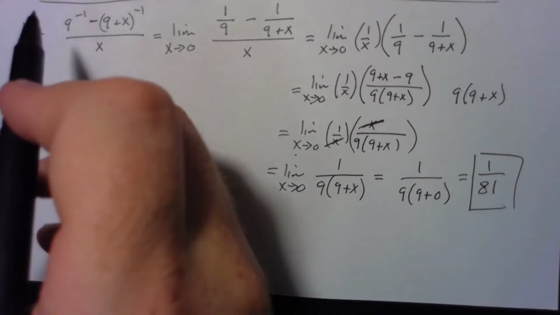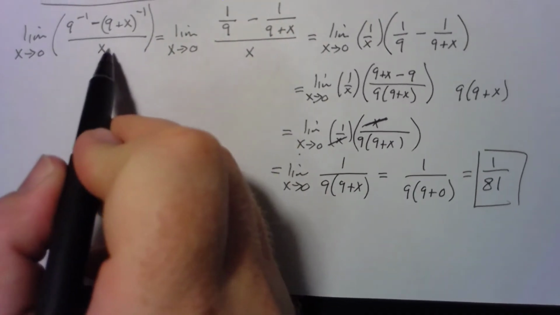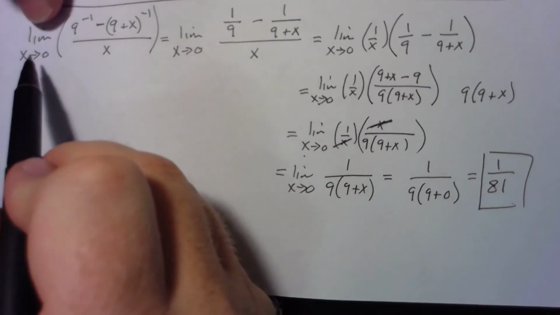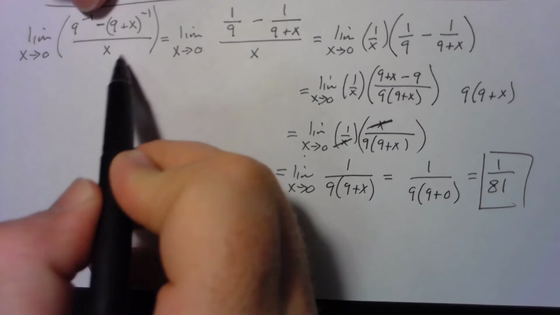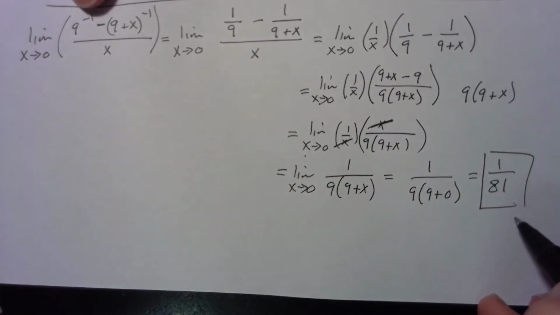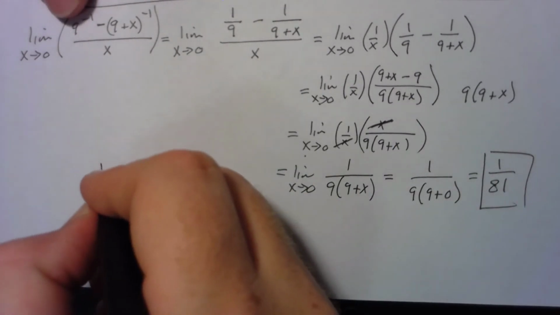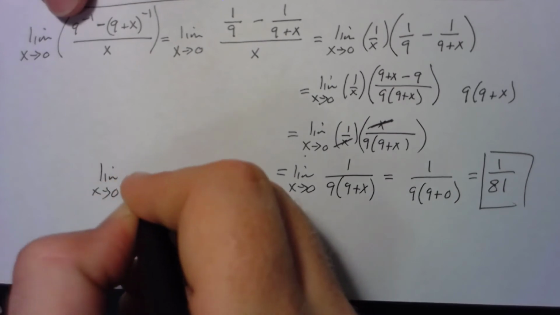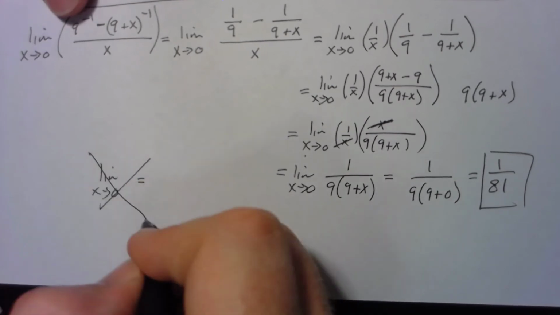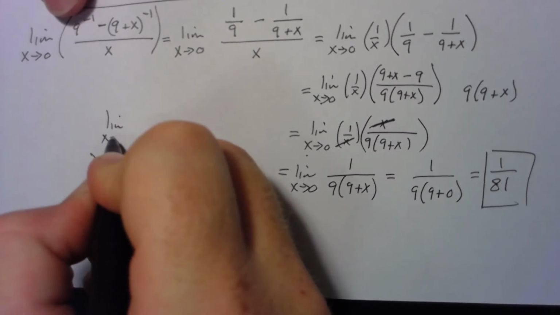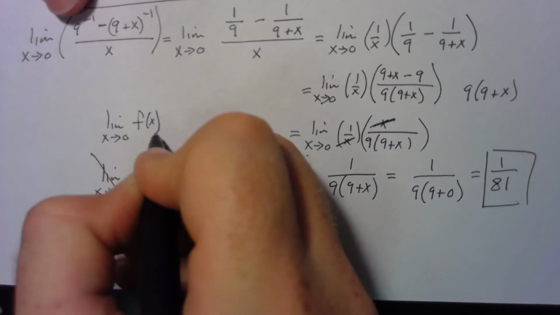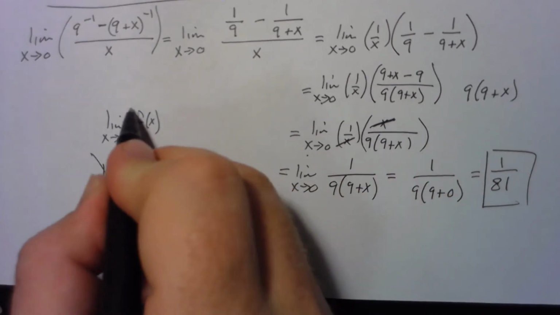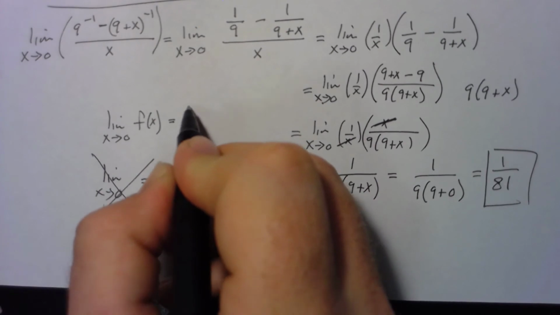We make sure that the function is part of that limit. It's not just the limit equals, it's the limit as x approaches 0 of this entire function equals 1 over 81. So you will never simply write the limit as x goes to 0 is equal to. This is poor notation. Every limit as x goes to something should have some kind of function in the interior of that limit, and that's going to go to some value.